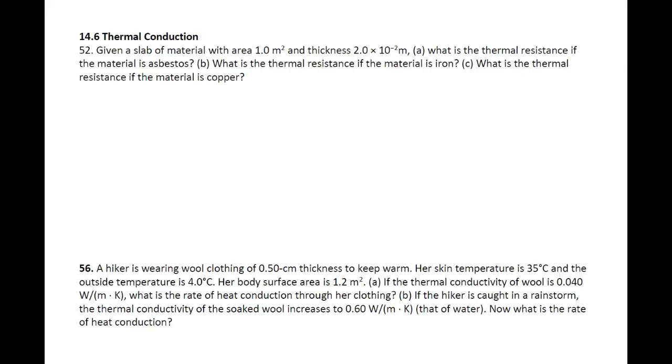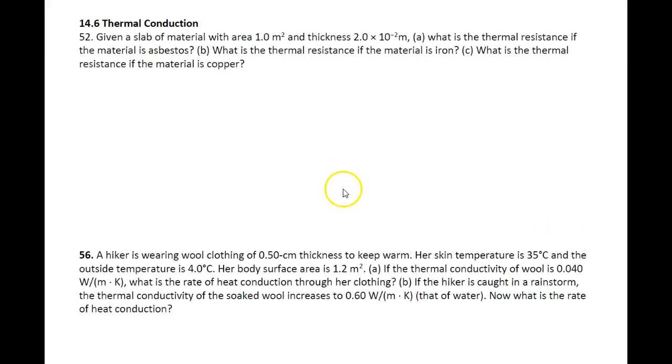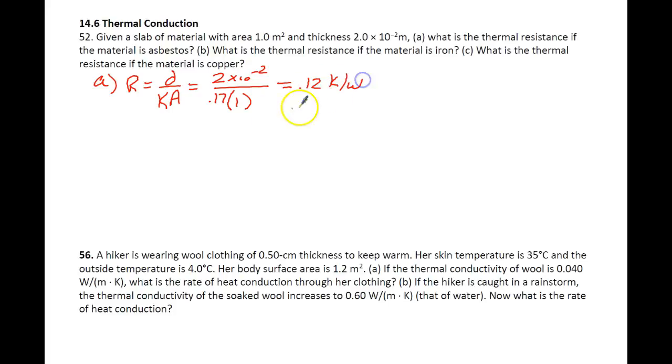For the next problem, this is for thermal conduction. I've been given a slab of material that has an area of 1 square meter and a thickness of about 2 times 10 to the negative second meters. They want to know what is the thermal resistance. So for letter A, our thermal resistance is equal to the thickness divided by that kappa value times the area. So this is 2 times 10 to the negative second, that's the thickness. The kappa value here is 0.17, and then we have an area of 1. So this one is 0.12 Kelvin per watt.